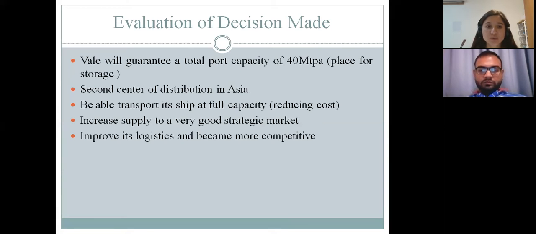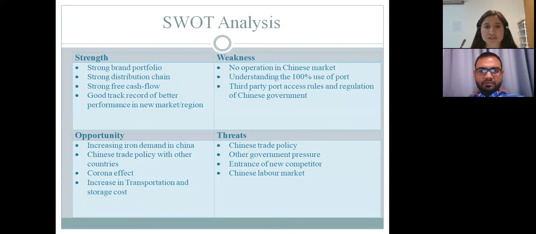And therefore, the company will increase supply to a very good strategic market, since last year 70% of the production went straight to China, because it's a very good strategy at the moment since we have an issue between Australia and China. And also with the second center of distribution in Asia, the company will improve its logistics and become more competitive in the market, especially against Australia.